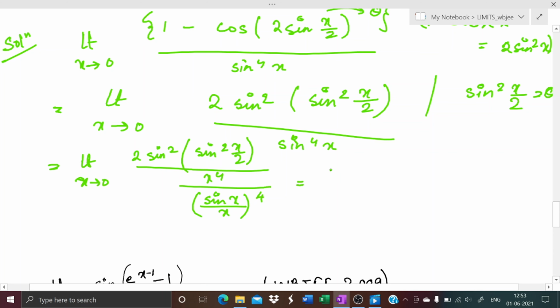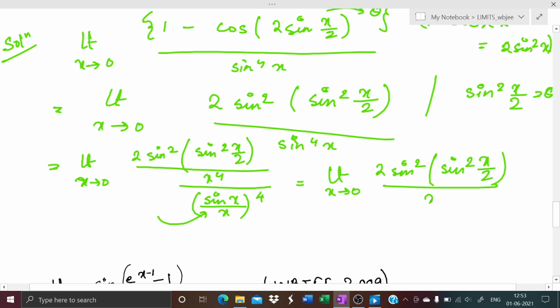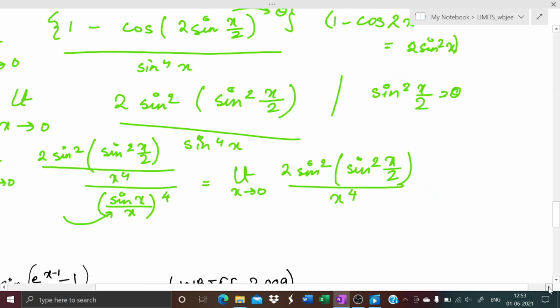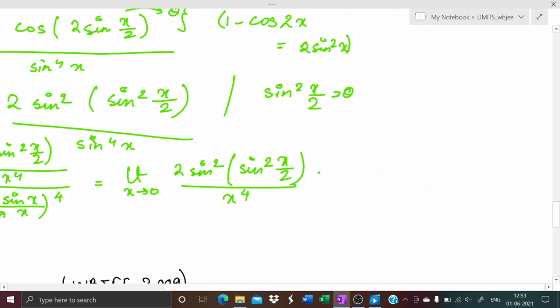So that will be equal to limit x tends to 0. Limit x tends to 0 of f of x by g of x can be written as limit of f of x by limit of g of x. So the denominator will become 1 because this is one of the standard results, right? So it will be 2 sine square x by 2 by x to the power 4, by 1. Now I have no space, so I will write on this side. Now this can be written as limit x tends to 0.